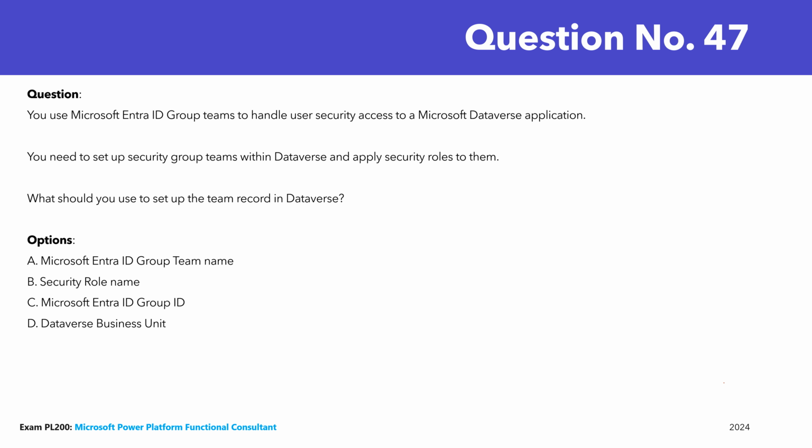Question. You use Microsoft Entra ID group teams to handle user security access to a Microsoft Dataverse application. You need to set up security group teams within Dataverse and apply security roles to them. What should you use to set up the team record in Dataverse? Options. A. Microsoft Entra ID group team name. B. Security role name. C. Microsoft Entra ID group ID. D. The Dataverse business unit.